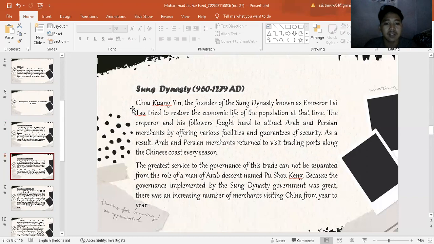The great service to the government of this trade cannot be separated from the role of a man of Arab descent, named Pu Shou Geng, because the policies implemented by the Song Dynasty government were great. There was an increased number of merchants visiting China from year to year.